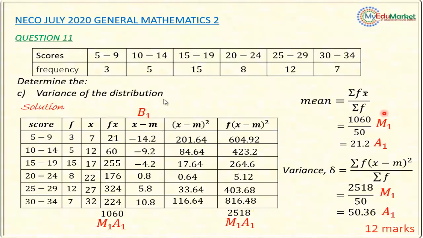Next mark is where you are now trying to get the mean, substituting the summation of fx bar all over summation f, you have method 1 mark. And the next mark is the accuracy mark, when you have the mean as 21.2. Next is the method mark for attempting to get the variance, that is substituting the summation of f times the square of the deviation divided by summation f. Substituting those two values correctly, you have method 1 mark. And the last mark is for variance equal to 50.32 exactly, you have this accuracy 1 mark. The total marks awarded to this very question is 12 marks.